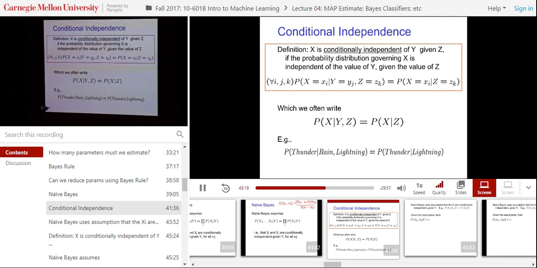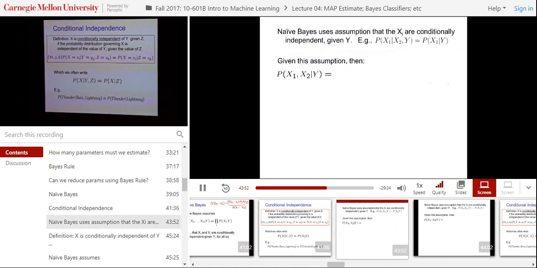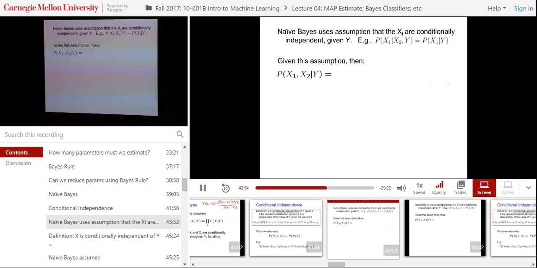Okay, so this is what conditional independence means. Much of the practical use of probabilistic machine learning methods is based on bringing in prior knowledge of this type to allow us to represent joint probability distributions with many fewer parameters, based on introducing equivalences like this. Okay, so let's look at naive Bayes.